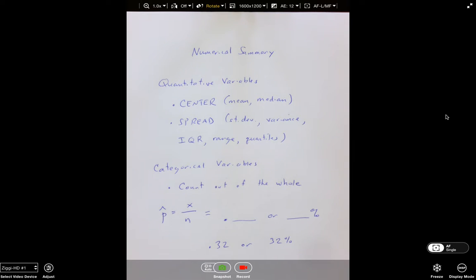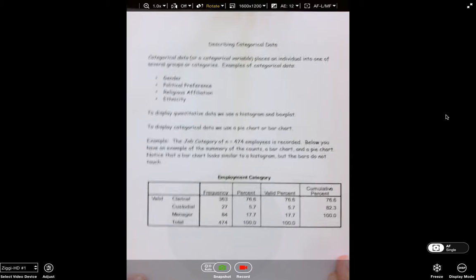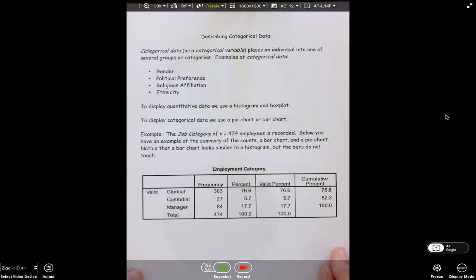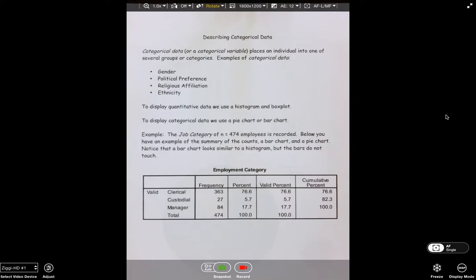Now, the next thing I want to get into is how we do graphs, how we look at pictures of categorical data. And what I've done is I've pulled up a couple of handouts that I've given in previous examples that I think are pretty nice. Okay, so describing categorical data. Again, categorical data places an individual into one of several groups or categories. Examples of categorical data, things that we could collect on students here at Shawnee State University would be gender, political preference, religious affiliation, and ethnicity.